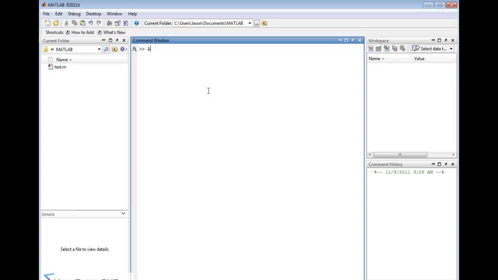So let's go ahead and make a matrix. We'll call it A, and we'll just put whatever we want in here. 1, 2, 3. Next row, 4, 5, 6. Next row, 7, 8, 9. So we'll just make a quick square matrix, filled with simple numbers.